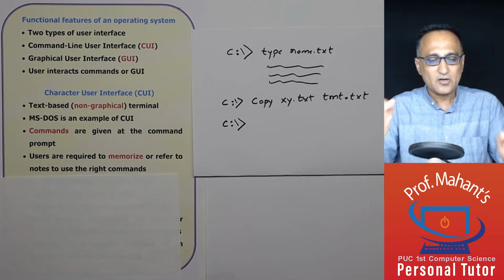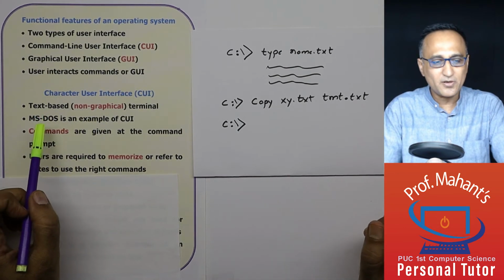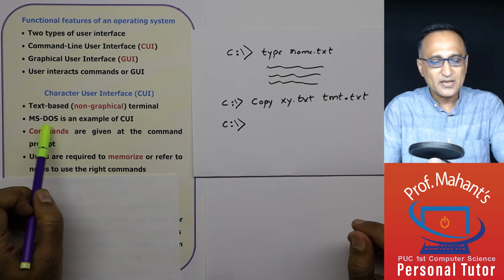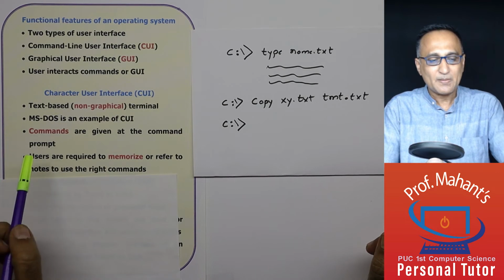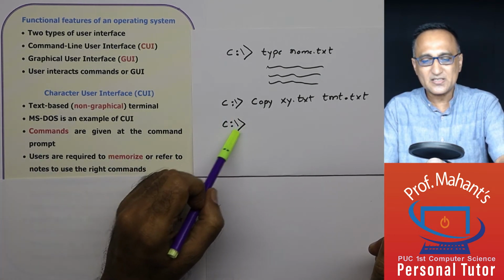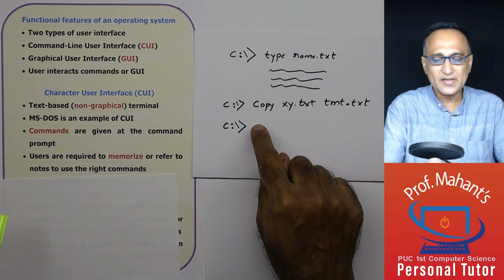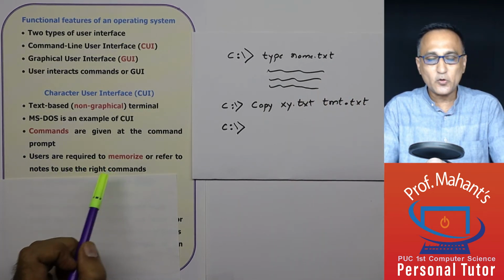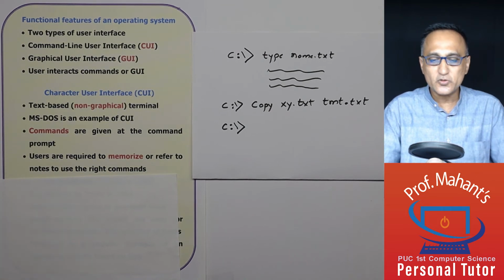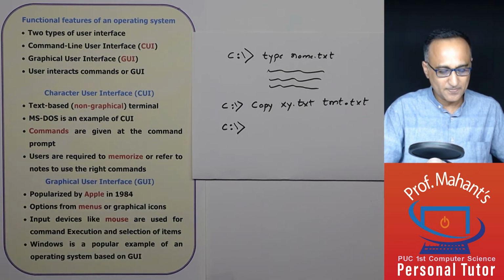In command based operating systems, the interface is non-graphical. That means you're doing it through the keyboard. There's no use of a mouse. In fact, the mouse is not available at that point of time. MS-DOS is an example of a command user interface. Commands are given at this prompt. This C colon and this greater than symbol is referred to as the command prompt. At this place you can type in the commands and get your work done. The thing with commands is you are required to remember or refer to a sheet to use the right commands. Whereas in a graphical user interface, it is much more intuitive and you can easily remember or use the application.